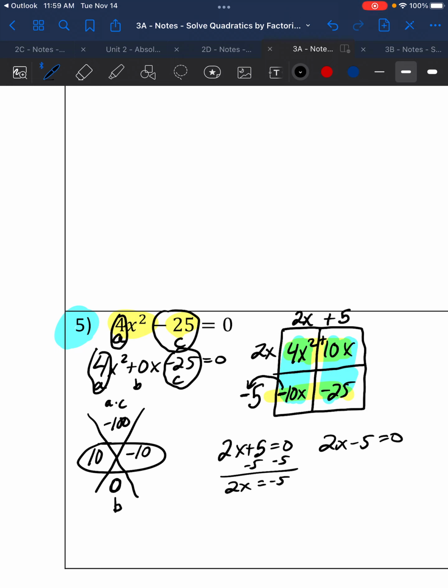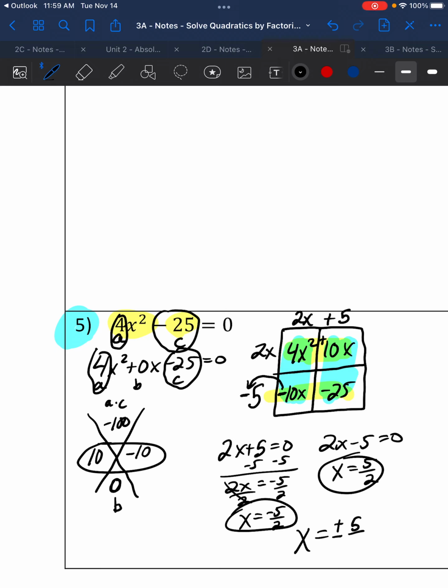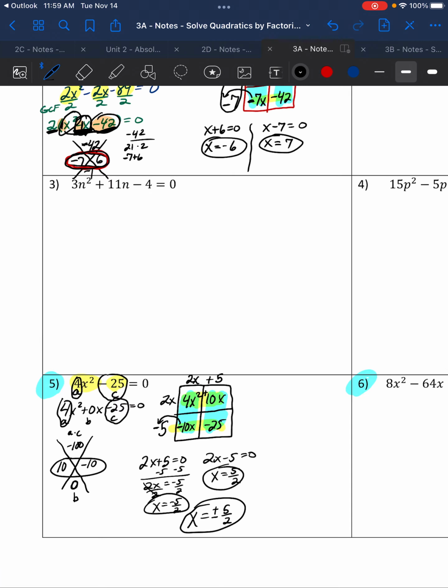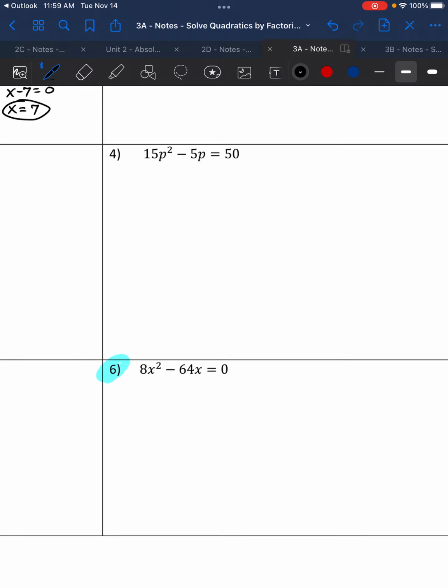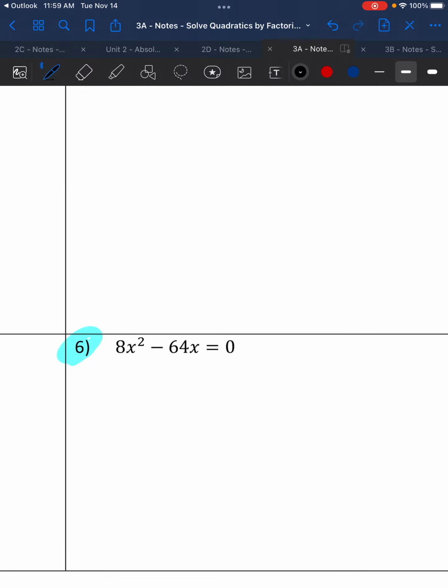Set both factors equal to 0 and solve. So I have to subtract 5, divide by 2, and x equals negative 5 halves. And then I add 5, divide by 2, and I'll get 5 halves. So I can rewrite them separately, but typically you'll see it written this way. Since it's a positive 5 halves and a negative 5 halves, you can write it as one simple equation, with plus or minus 5 halves as two solutions.